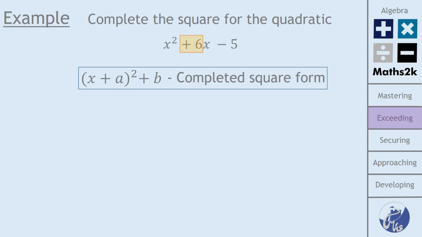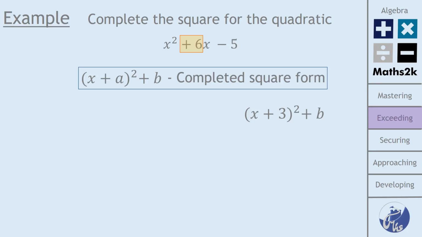So to start with, when you're solving this problem, you want to look at the value that is in the middle there multiplying x, the coefficient of x, if you like. So it's a positive 6. And the most straightforward thing you can do to start with is that the value inside the bracket, the a, is going to be half this value here. So we're going to start off by saying that our completed square form will be x plus 3 squared plus b.